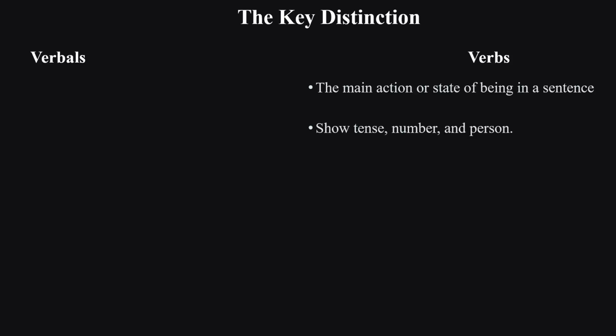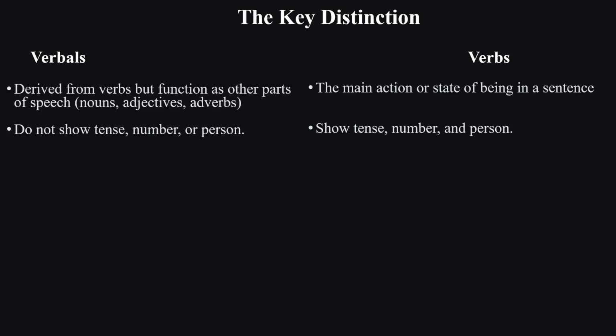On the contrary, verbals do not function as the main verbs. They are derived from verbs but function as other parts of speech, nouns, adjectives, or adverbs. And they do not show tense, number, or person. That is, they do not change form with the change in tense, number, or person. To understand better, let's have a look at the examples.